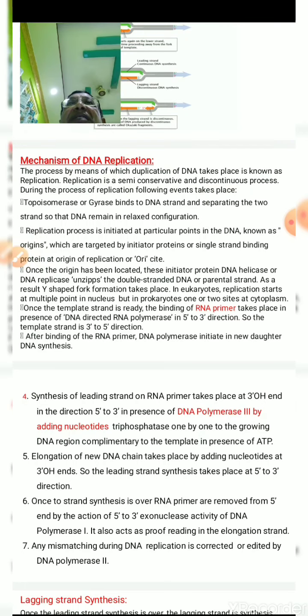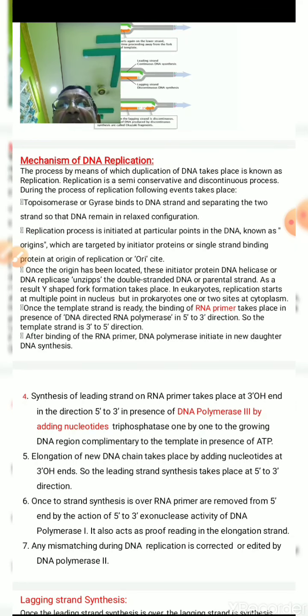Elongation of the DNA chain takes place by adding nucleotides at the 3' OH ends, so the leading strand synthesis takes place in the 5' to 3' direction. Once the strand synthesis is over, the RNA primer is removed from the 5' end by the 5' to 3' exonuclease activity of DNA polymerase 1. It also acts as a proofreader in the elongating strand. Any mismatch in the DNA replication is corrected, or edited, by DNA polymerase 2.